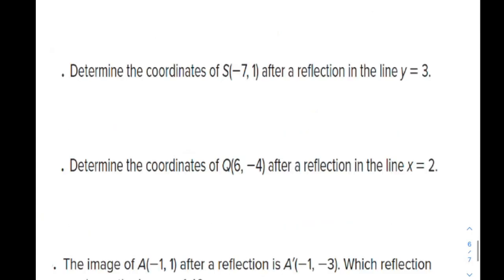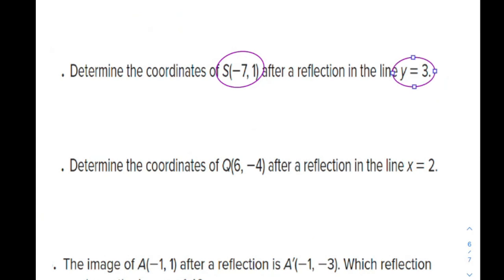Determine the coordinates of S -7 and 1 after reflection in the line y equals 3. You have the choice. Either you remember or you just imagine where is the point, where is y equals 3, plot the point -7 and 1, and then reflect it, or use the rule. And I prefer to use the rule in this case.